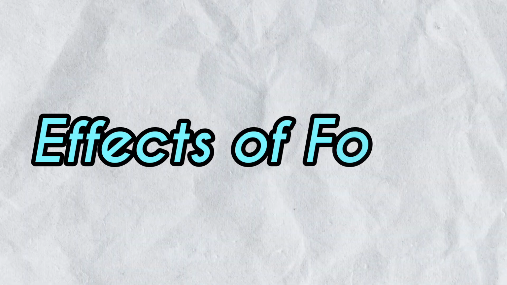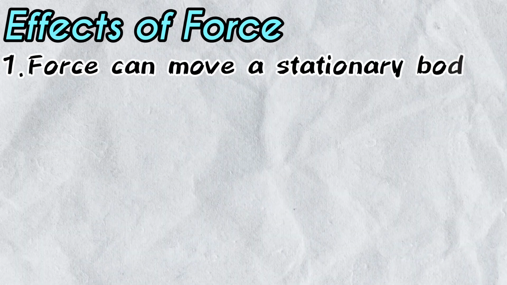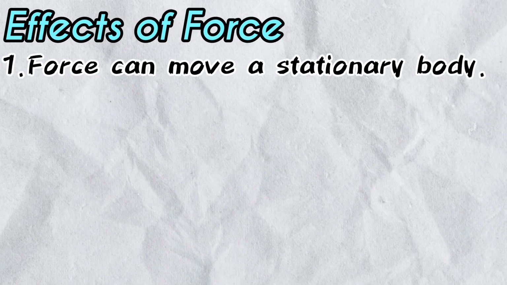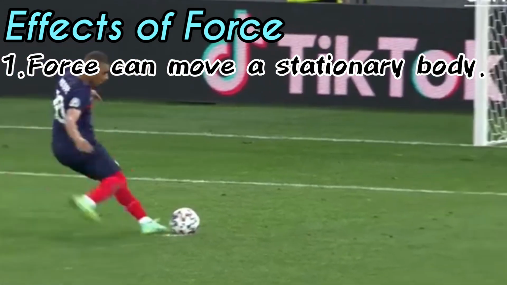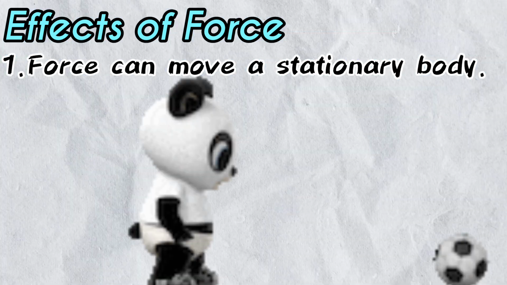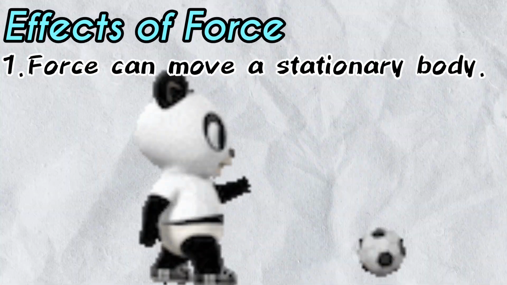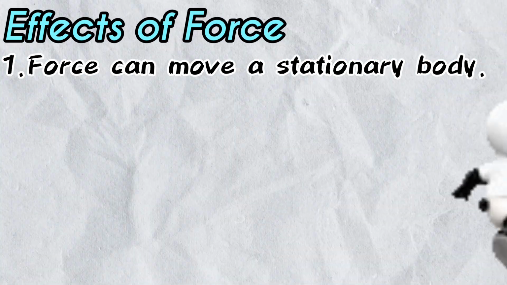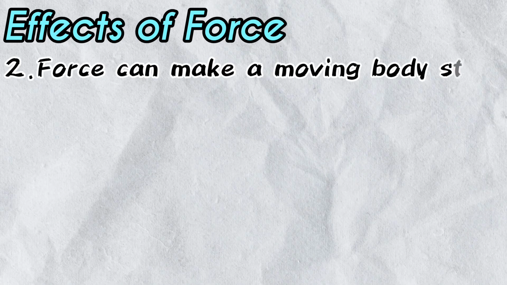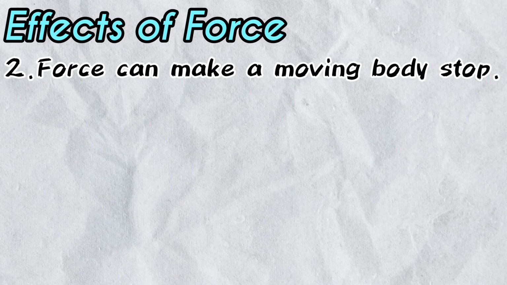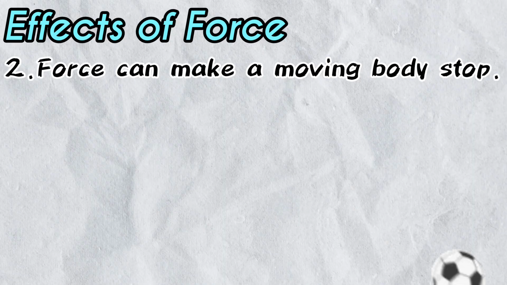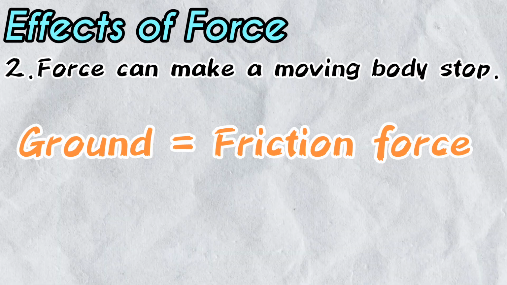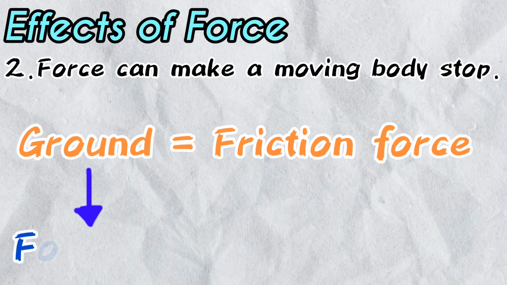Now let's see the effects of force. First, force can move a stationary body. For example, if we kick a football kept on the ground, the football starts moving. It is due to the force applied by our foot on the football. Secondly, force can make a moving body stop. It is a common observation that the football moving on the ground stops after some time. This is due to the friction force applied by the ground on the football.